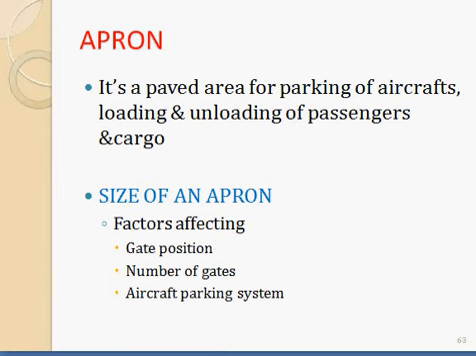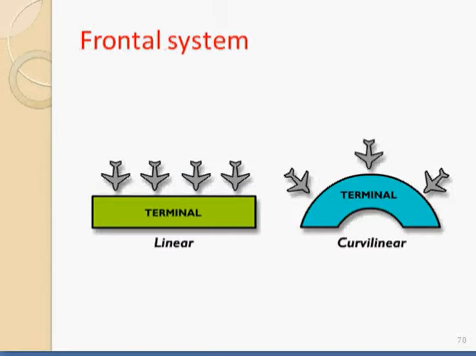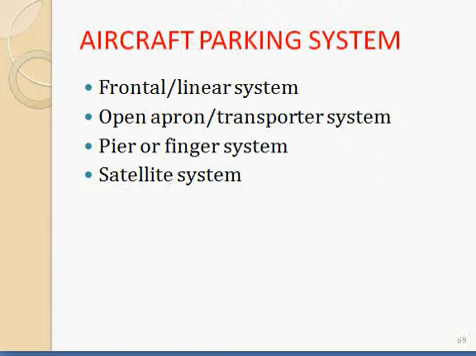Next is the aircraft parking system. This is not regarding one aircraft, it is regarding how all the aircraft are parked in an apron, the pattern in which the aircraft are parked. The aircraft parking system can be classified into four types: frontal or linear system, open apron or transporter system, pier or finger system, and satellite system.